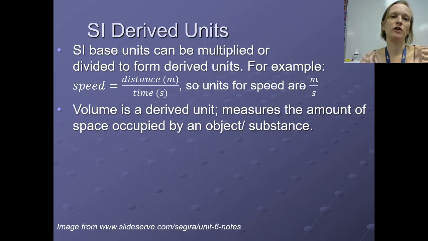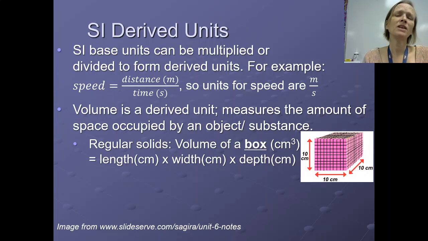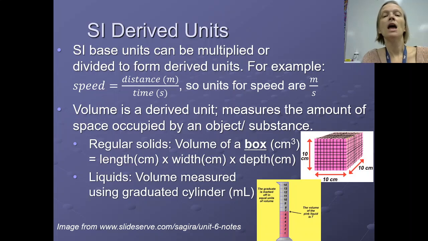Volume is also a derived unit. Volume measures the amount of space occupied by an object or substance. If it's a regular solid, something like a cube or a box, you can just measure the length, measure the width, measure the depth, and multiply those together. And you can get units of cubic centimeters, or if it's a larger object, you can get units of cubic meters. If we have a liquid, we usually use a graduated cylinder, which measures units in milliliters instead of cubic centimeters.